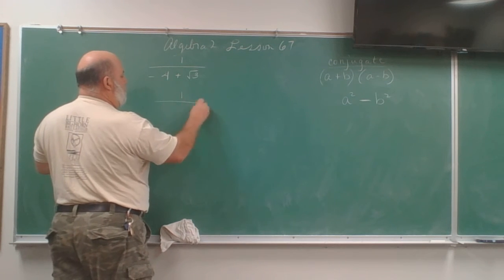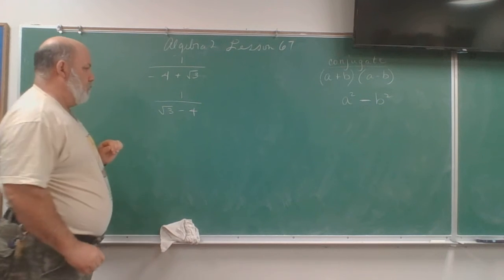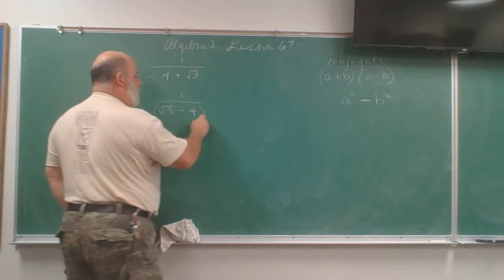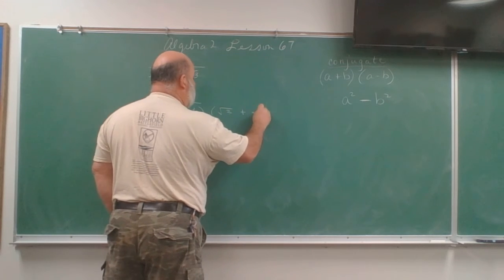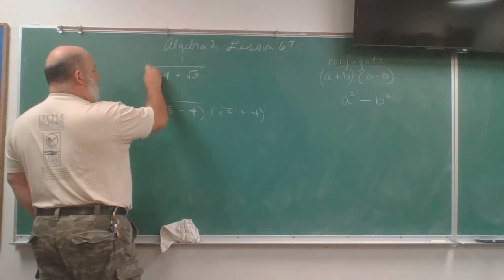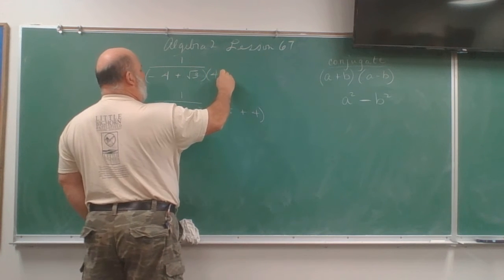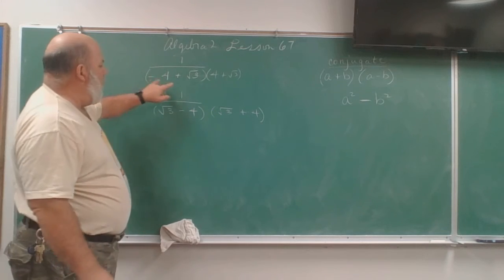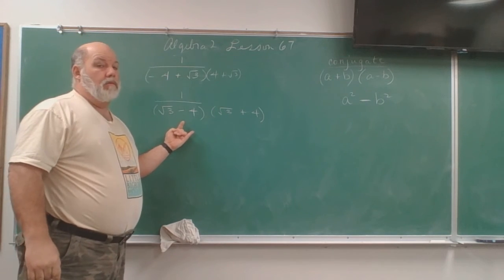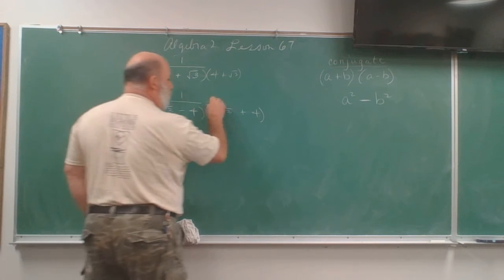I'm going to change this to square root of 3 minus 4. So now my conjugate that I'm going to multiply by is square root of 3 plus 4. Up here, I could have just changed that negative to positive, 4 plus square root of 3. I would rather switch the order and then change the middle term. You don't have to do that, though.